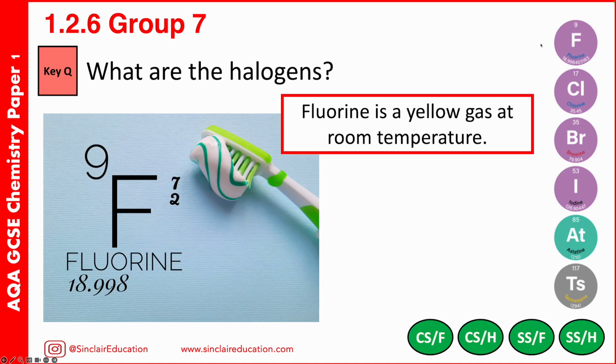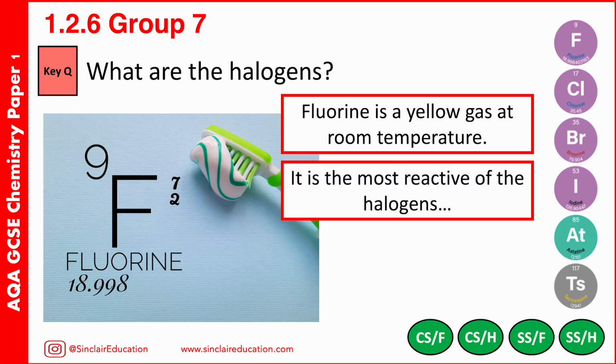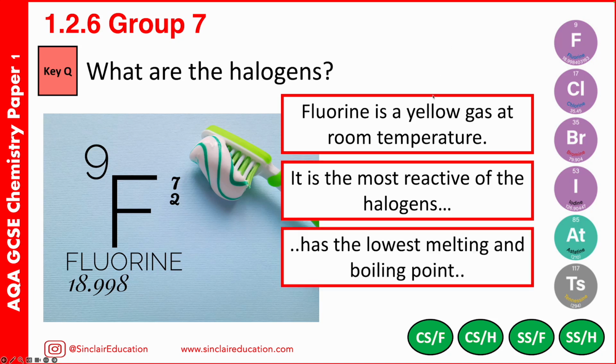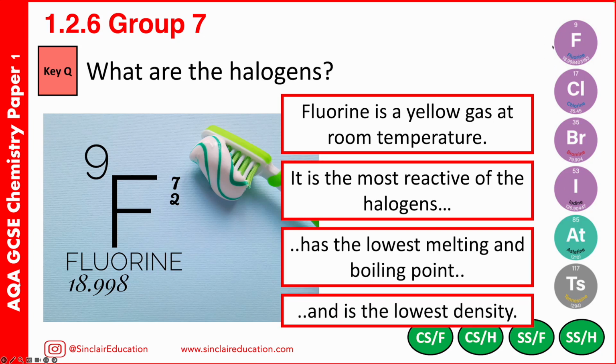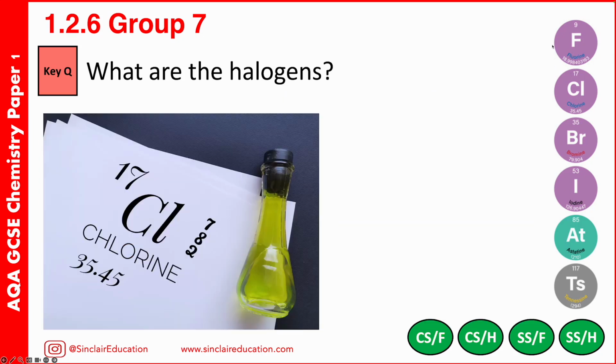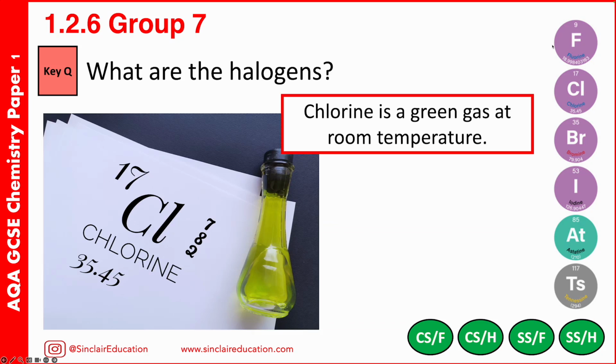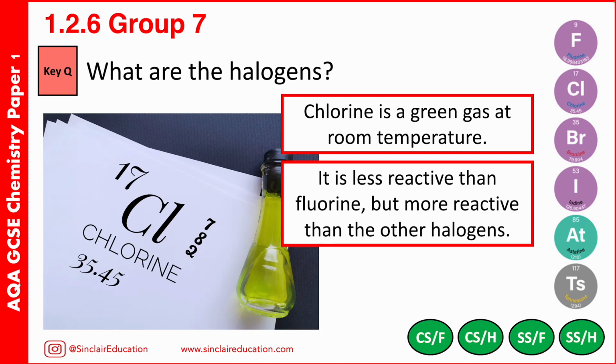It's a yellow gas at room temperature. It's, as I've said, the most reactive out of the lot, and because it's the smallest molecule, it's got the lowest melting and boiling point out of all of these, and it's also low density. Chlorine is now a green gas at room temperature, so they get darker as we go down this group.